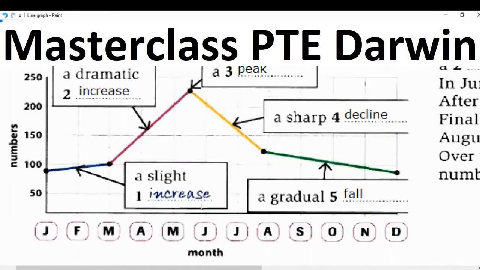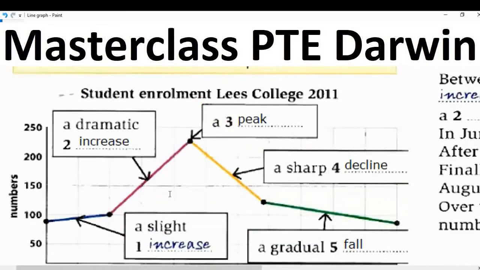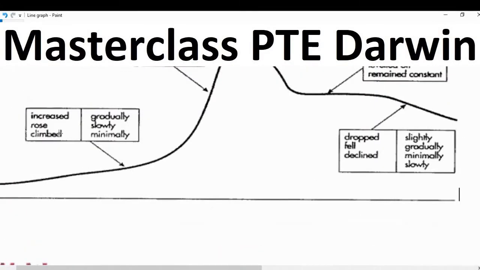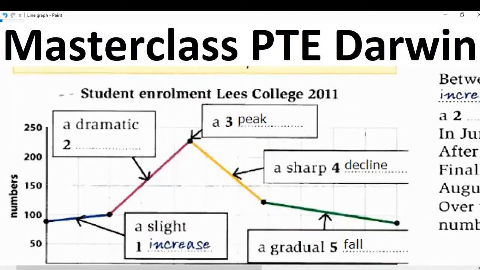Okay, so increase, fall. We have used "increase" here already, so maybe it's better to use another word. What can we use instead of increase? Rise. Rise, yes. Very good. So we can use rise.